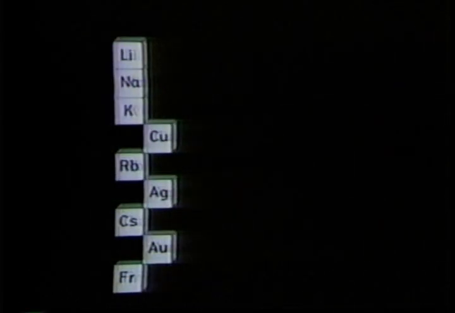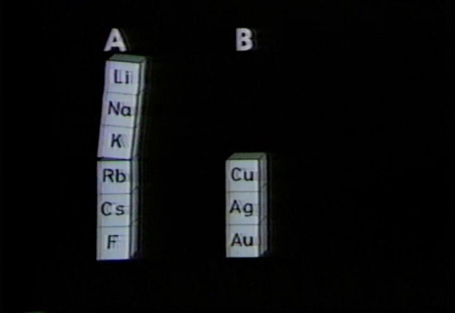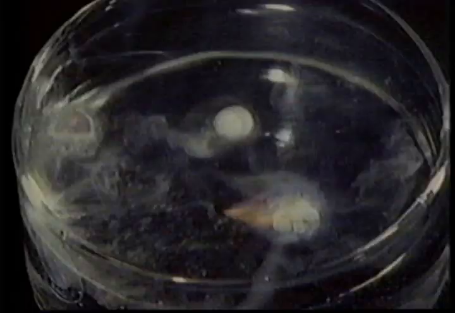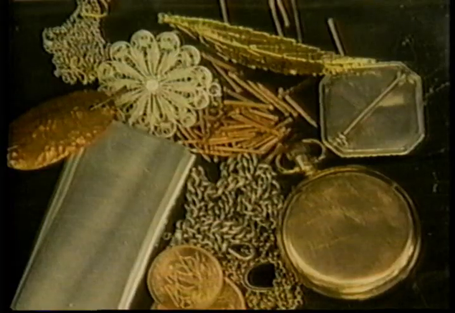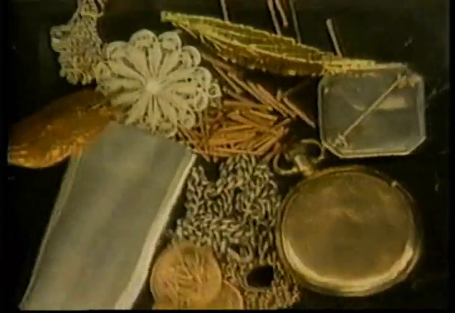First of all, lower down in the table, most groups split into two separate columns, the A and B subgroups. The difference between the elements of the A and B subgroups is often so great that it doesn't seem right to include them in the same group. Group 1 is a good example. Let's compare these two sets of elements. We'll start with a reaction that you've seen before. Here are lithium, sodium and potassium reacting with water. Now obviously you wouldn't want your wedding ring to behave like this when you were doing the washing up, and of course it doesn't. Neither gold, nor silver, nor copper reacts with water at all.